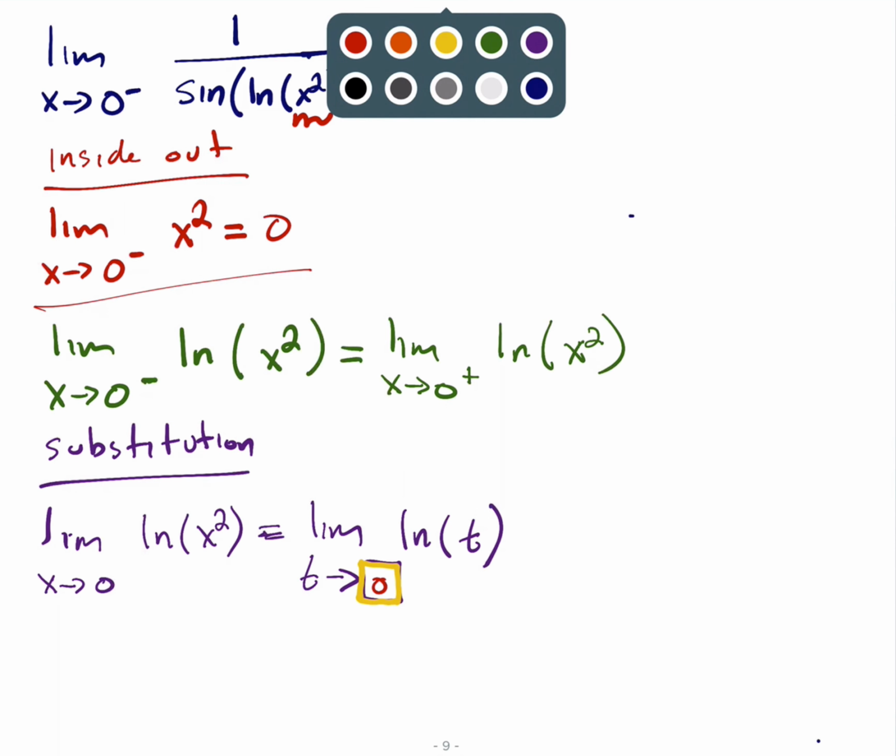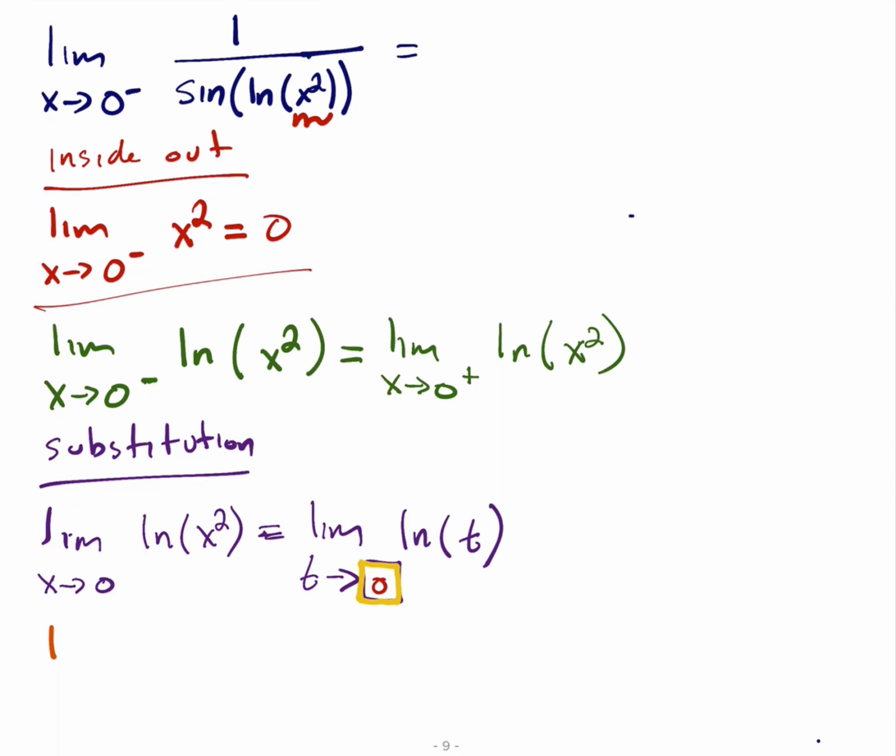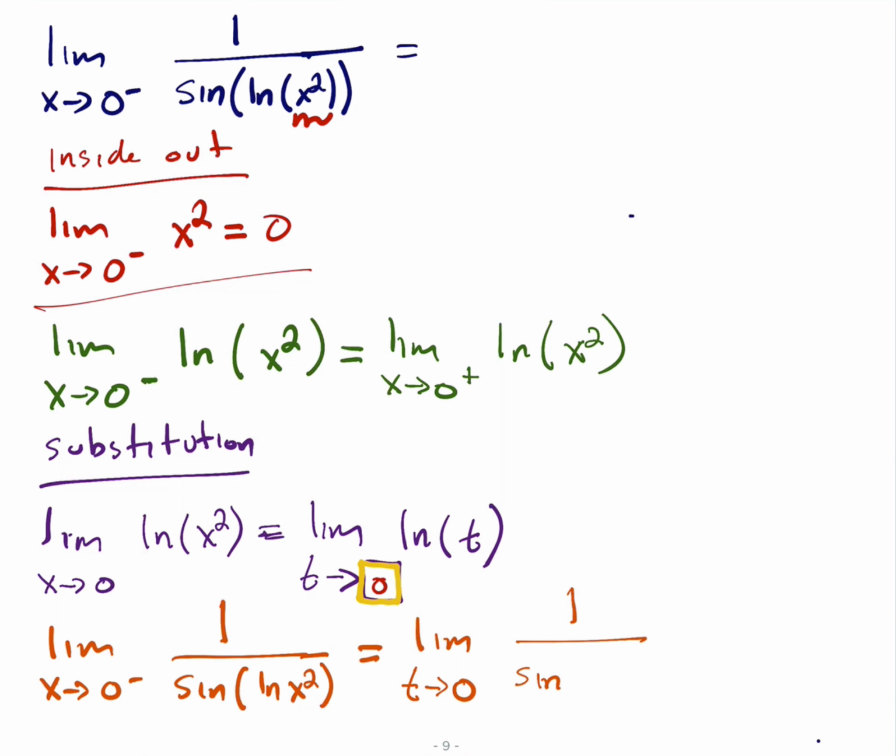Now, let's see. Why don't we do the other one then? So if I have the limit as x approaches 0 of 1 over sine of ln of x squared. Let's see. So let's do it in two steps. So this is equal to the limit as t approaches 0 of 1 over sine of ln of t, right?